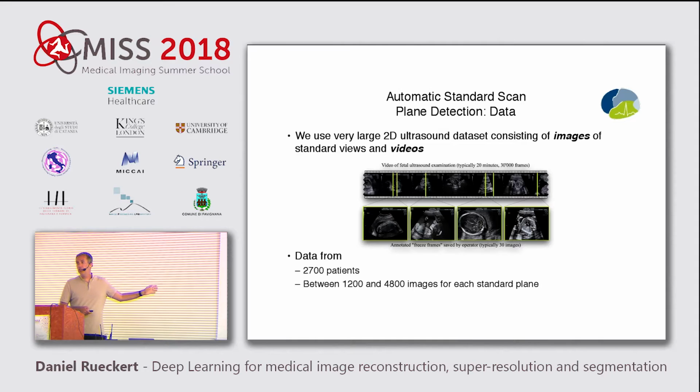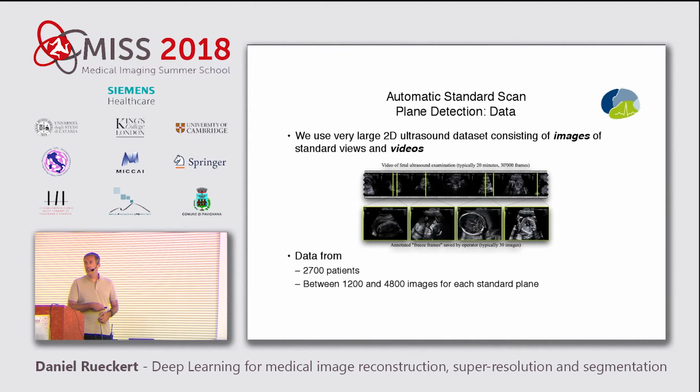And the reason why we do this is because we want to do it in real time. We were quite lucky that we had a lot of data to train with. We have data from 2,700 patients, and you have to realize that the data is all in video sequences. So these are 2,700 patients with more than 20 minutes of video. So there are a huge number of frames in there, and we have around between 1,000 and 5,000 labeled data sets for every class which we want to identify.